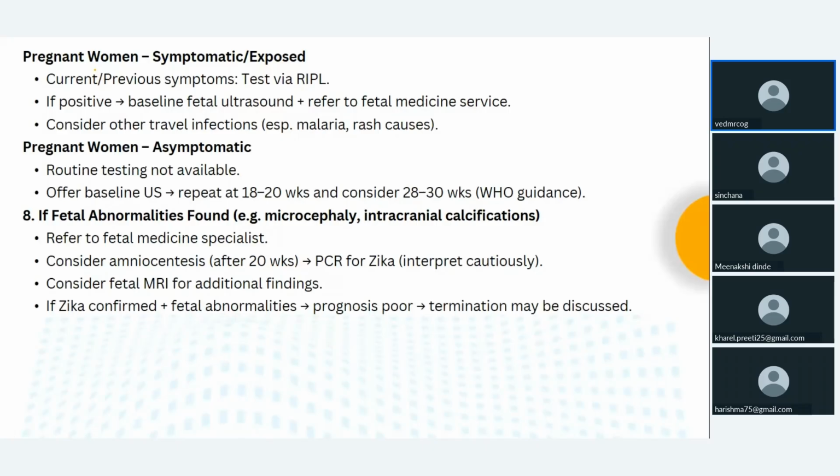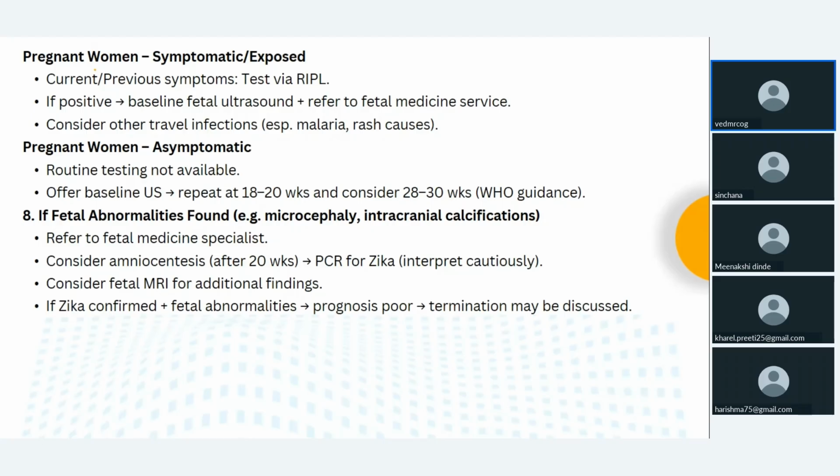Then pregnant women, she is symptomatic or exposed. This is the next scenario. So either current or previous symptoms, the sample will be sent to the RIPL. If it is positive, baseline ultrasound and referral to the fetal medicine service will be done, and consider other travel infections like malaria, rash, and other causes. Now, if the woman is pregnant and asymptomatic, as we have already discussed, there is no test. Routine testing is not available, but the baseline ultrasound can be advised and repeated at around 18 to 20 weeks, and you may consider repeating the ultrasound again at 28 to 30 weeks of gestation.